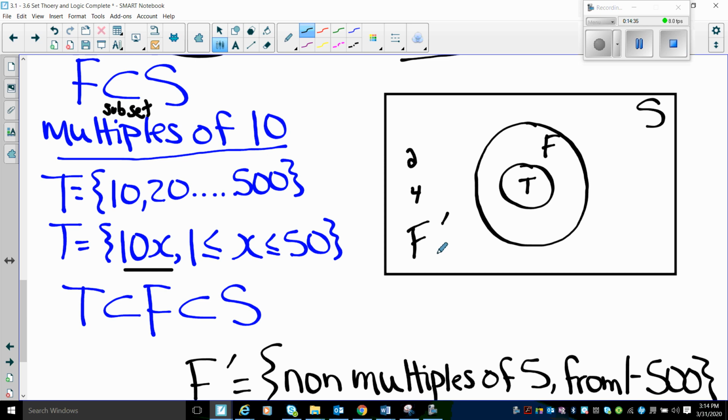Lastly, say someone might ask, what about 501, the number 501? Well, it would be outside of my Venn diagram and outside of my universal box, because I said the universe was numbers 1 to 500. So the numbers like 501 wouldn't exist. It would be outside of this. It'd be an empty set type of idea.